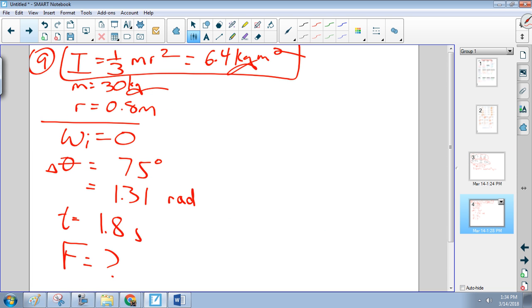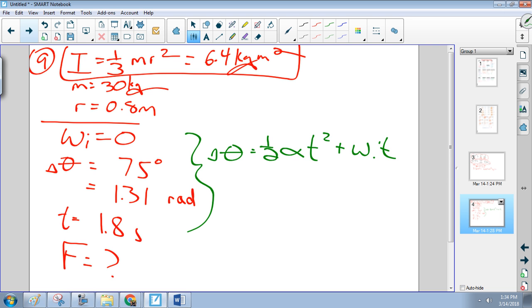So, Tim, I think you were headed down the right path. I think you were just thinking linear instead of angular. Do you know which equation works, Abby? Yeah, it's delta theta equals 1/2 alpha t squared plus omega i t. There you go. So, in other words, just find the angular acceleration instead of the linear. Cool? All right, everybody good? Tim, you good? Yep. Cool. All right, I will leave you alone now.